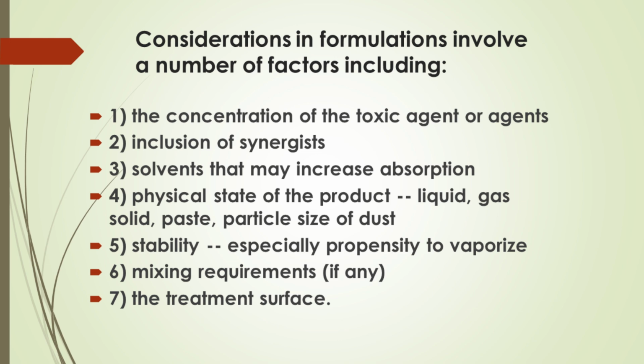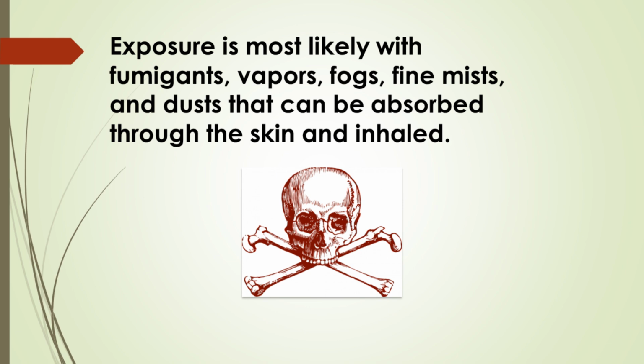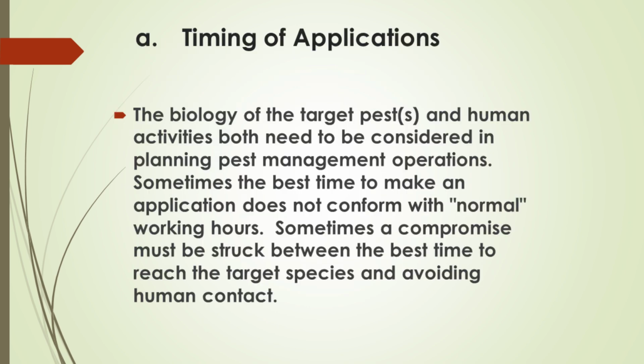7. The treatment surface. Probability of exposure, i.e., contact with a pesticide, involves a combination of factors previously discussed, as well as the equipment used and mixer, loader, applicator procedures. However, the use of products that are low concentrations, solids that do not vaporize, ready to use, and not absorbed through the skin, minimize probability of exposure. Exposure is most likely with fumigants, vapors, fogs, fine mist, and dust that can be absorbed through the skin and inhaled. Let's talk about timing of applications.